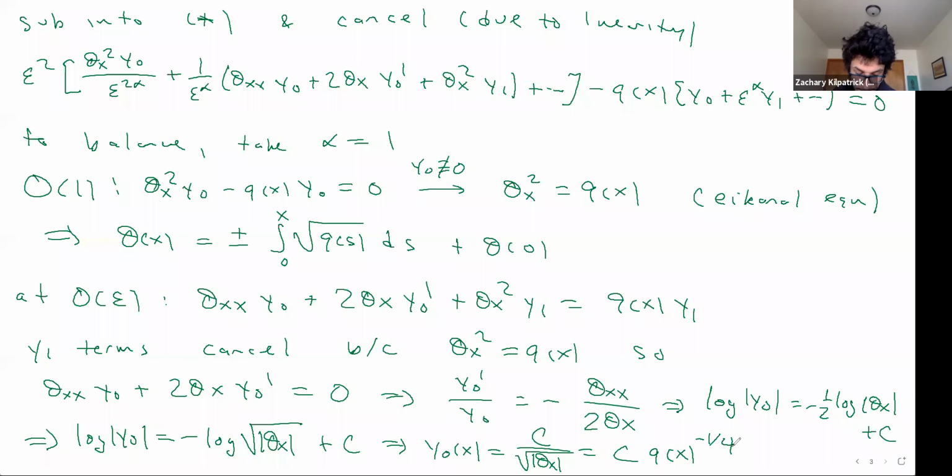Okay, so great. So now I have y0, I have theta. I have a leading order WKB approximation to the solution of my problem. So let me go ahead and write that out now. Let me remind myself. So therefore, y is approximated by what?